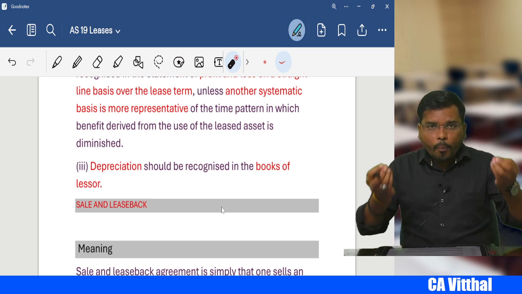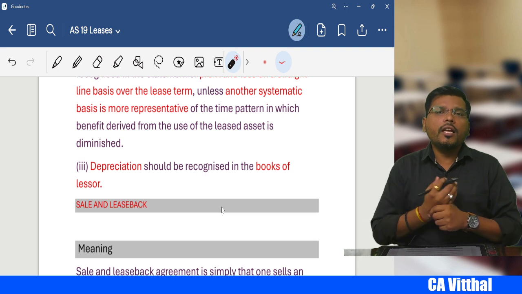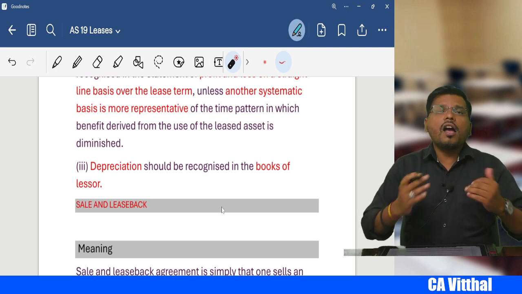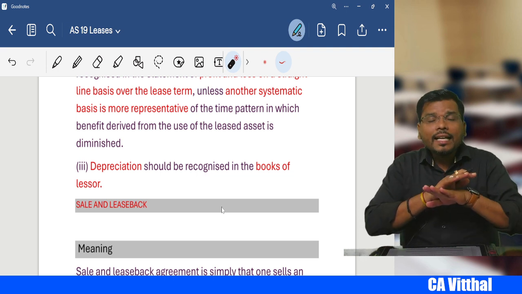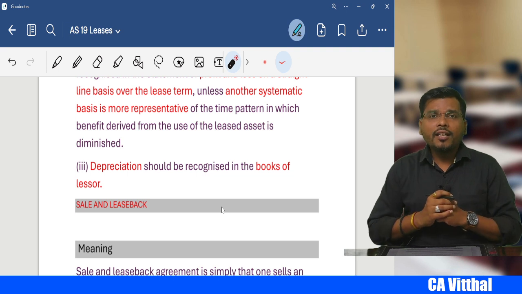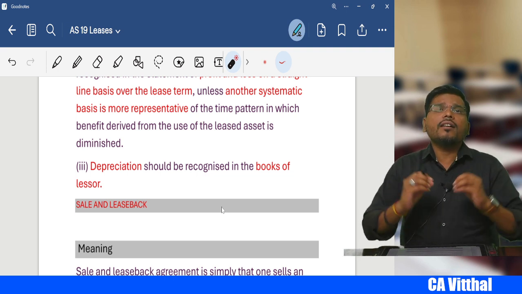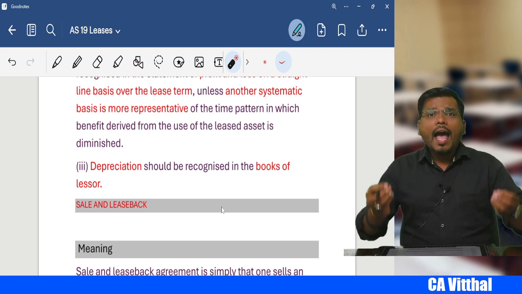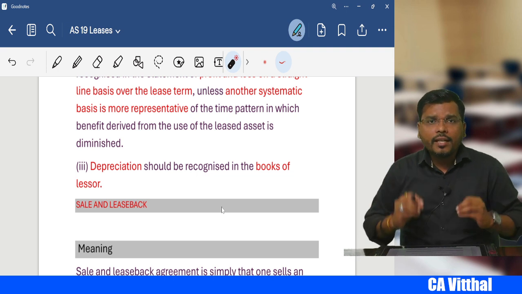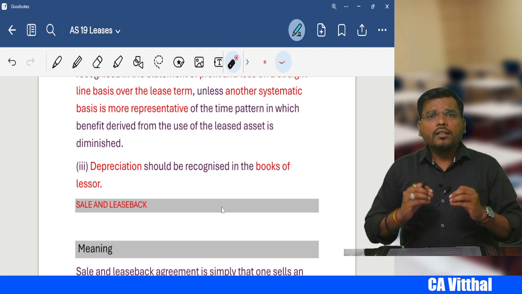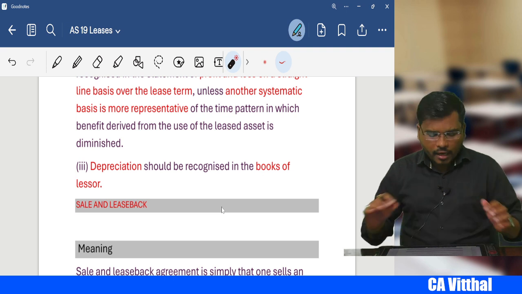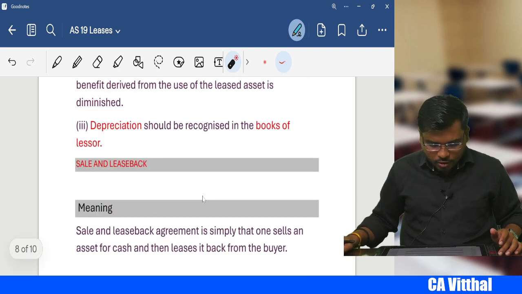But in case of operating lease, who will charge the depreciation, sir? Lessor will charge the depreciation, not a lessee. Right? Because who records the asset in the books of accounts, sir? Lessor will record the asset in his book, not a lessee. And that's why in case of operating lease, the lessor should record the depreciation. Right, my dear students? I hope it is clear to you.